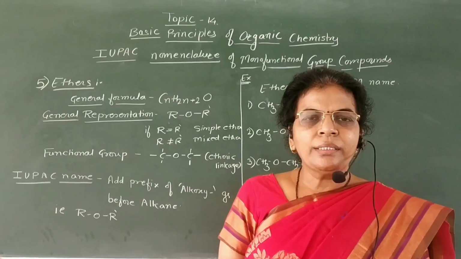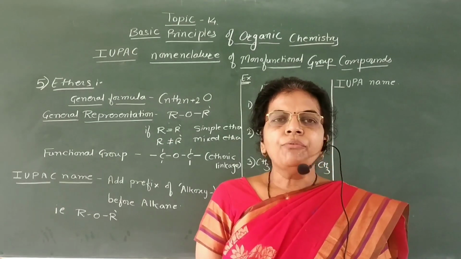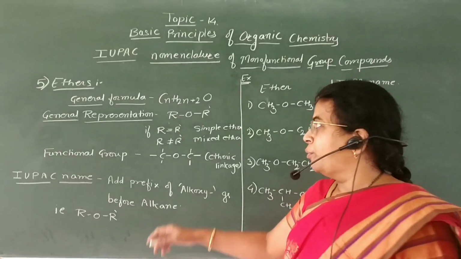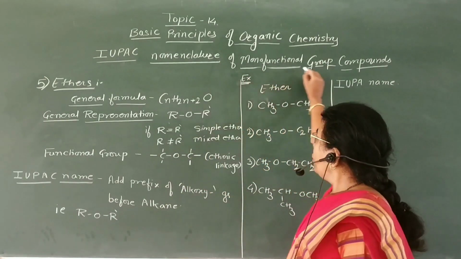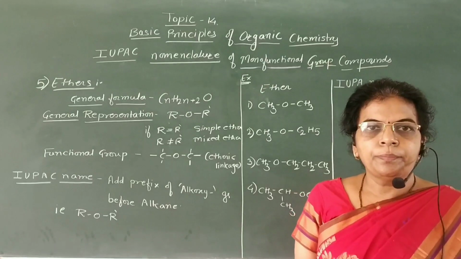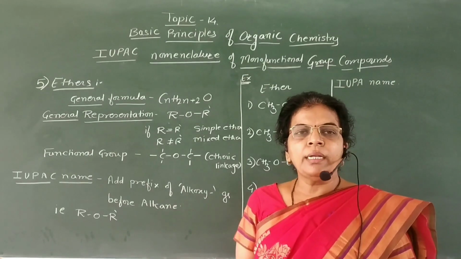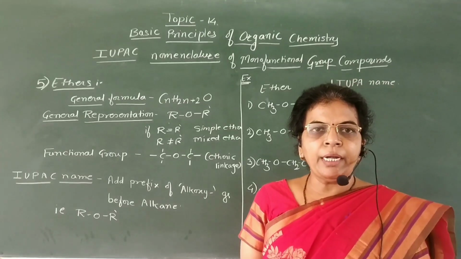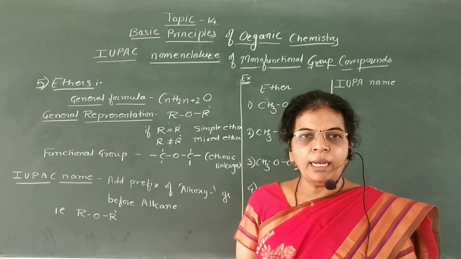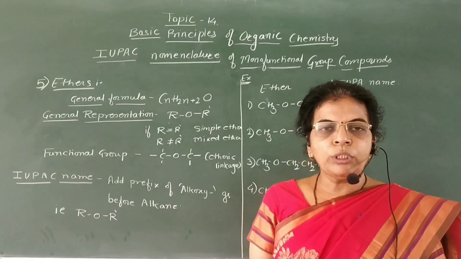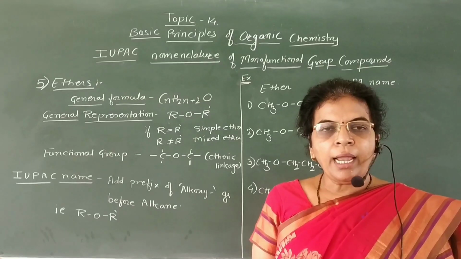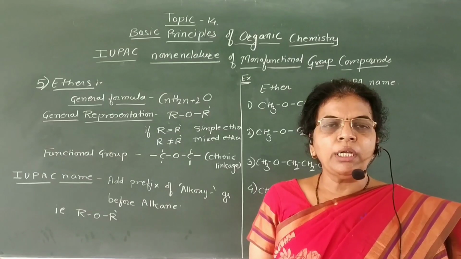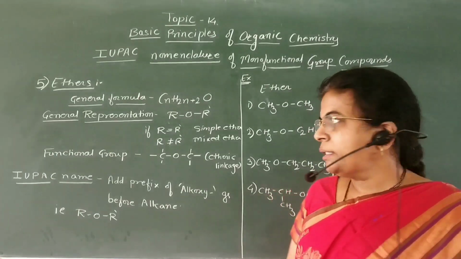Good morning, students. Last time we started the IUPAC nomenclature of monofunctional group compounds, that is, compounds containing one functional group, in which we have completed the nomenclature of alkyl halides, alcohols, phenols, aldehydes and ketones. Now we are going to see the next compound, which is ether.